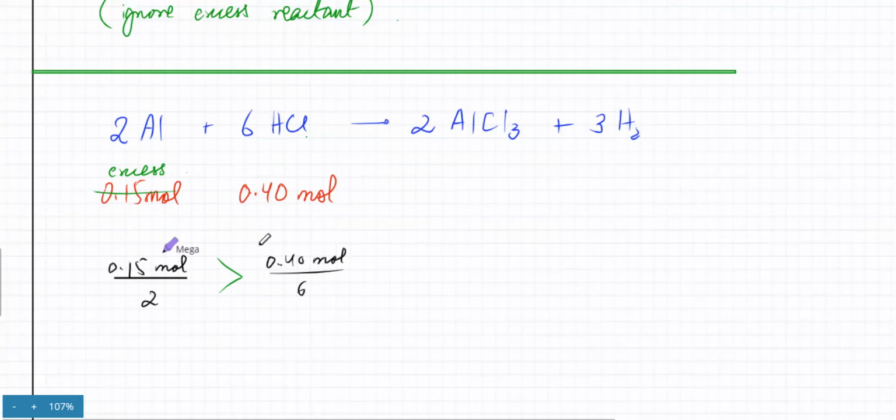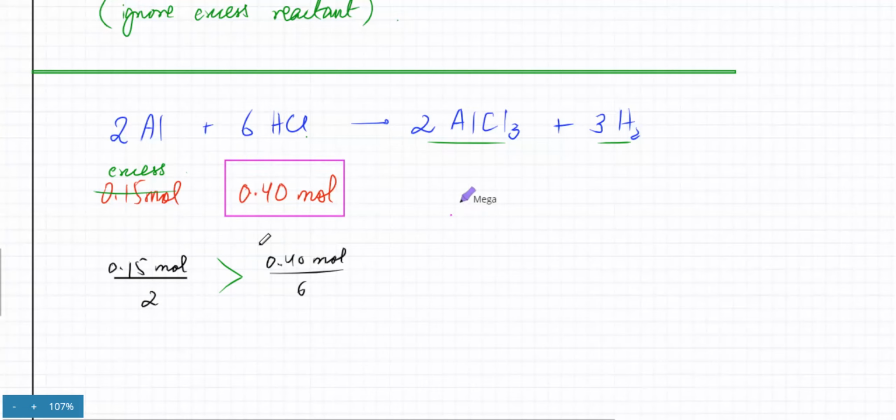Now, your products are going to be, remember, this thing needs to be cancelled out. The excess moles should not be used because they're not completely reacting. So find me the moles. These are the moles that you're going to use. Limiting reactant moles always. Find the moles of AlCl3 and H2.